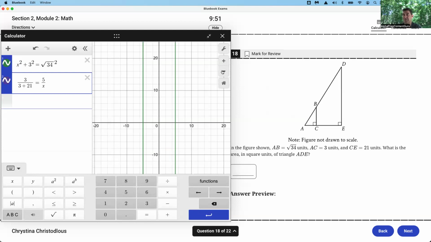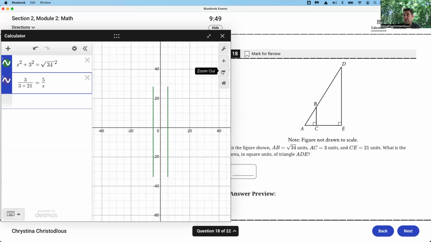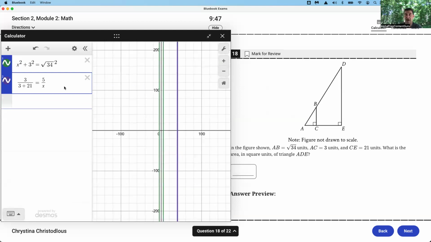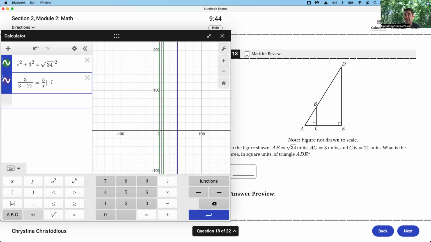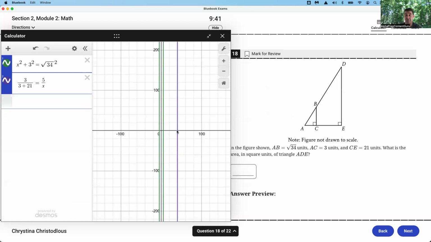So I'll zoom out. I'll look for that vertical line, and then I'll hope that I have a gray dot. If I do, I'm all set. In this case, I don't. So I could do a lot of things here, but I do know that if you think about it, 3 to 24, I'm multiplying by 8. So 5 times 8 is 40.